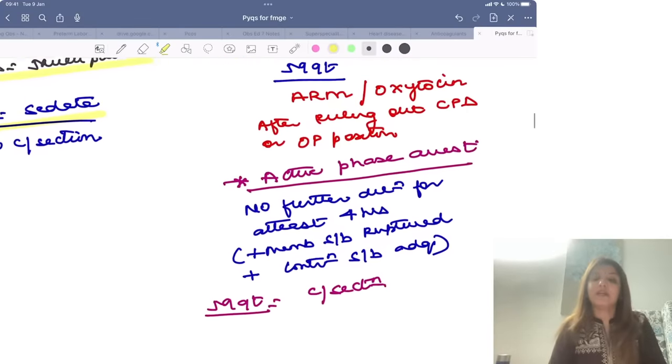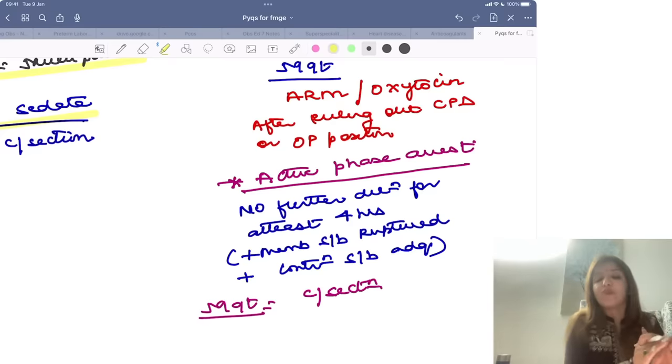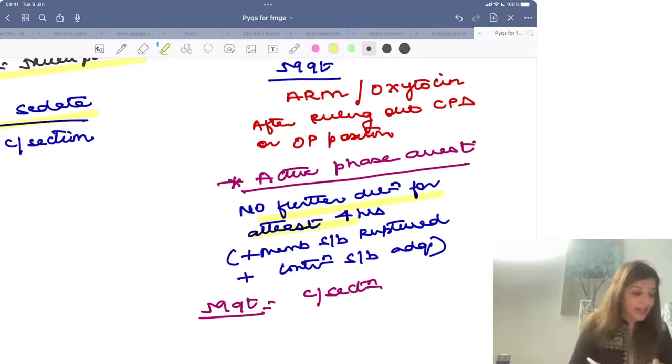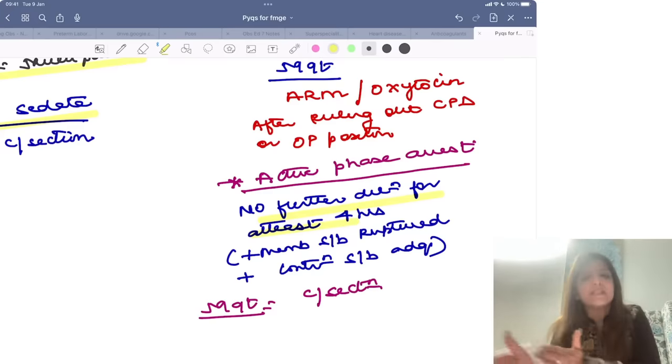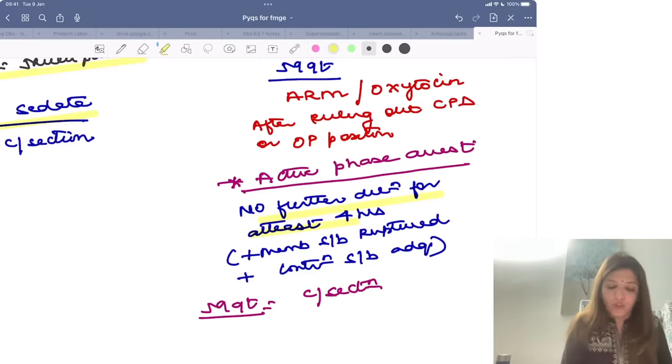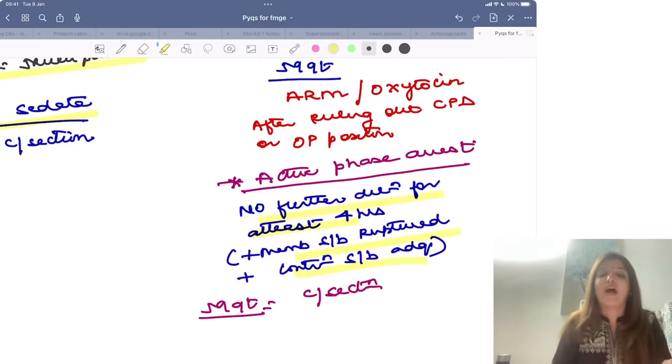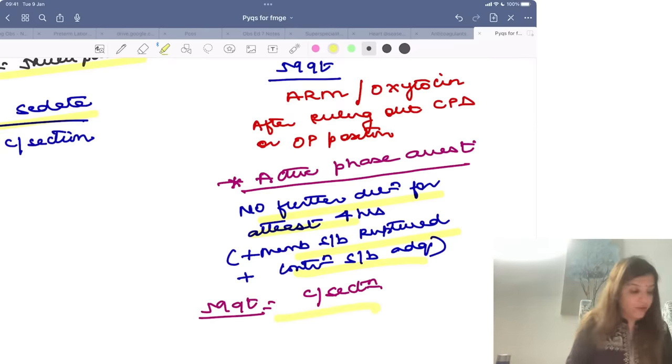Ya agar question mein diya hai ki patient active phase of labor mein hai, 4 hours have passed and there is no further dilatation, which is called as active phase arrest, right? So, active phase arrest ka matlab hai ki patient active phase mein hai, 4 hours ho gaye hai and koi bhi dilatation nahi hua. So, suppose patient was 6 centimeters dilated at 6 o'clock. 10 o'clock ho gaye and patient abhi bhi 6 centimeters dilated hai in spite of good uterine contractions and in spite of the fact ki membranes ruptured hai. So now my answer is going to be cesarean section. Clear to all of you?